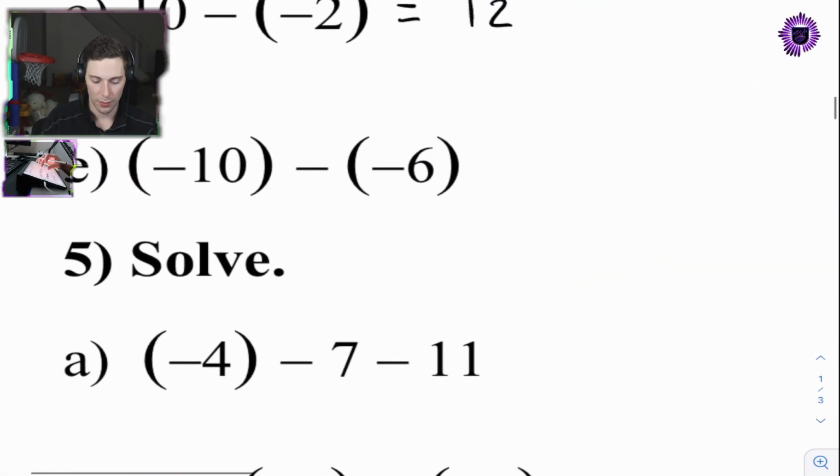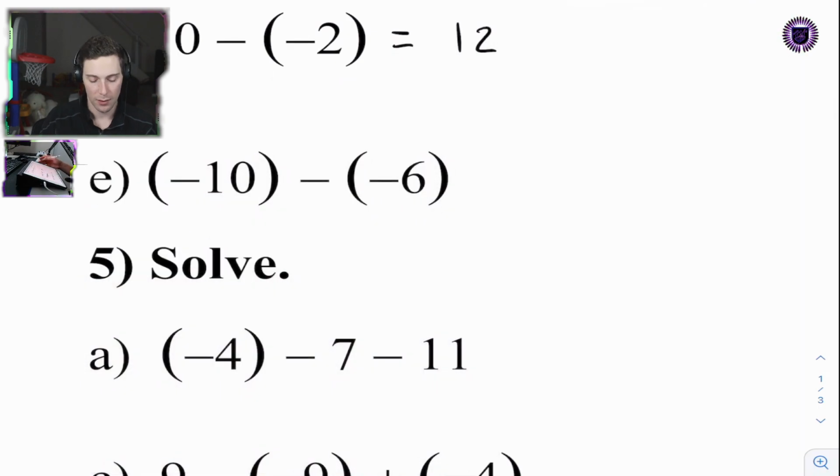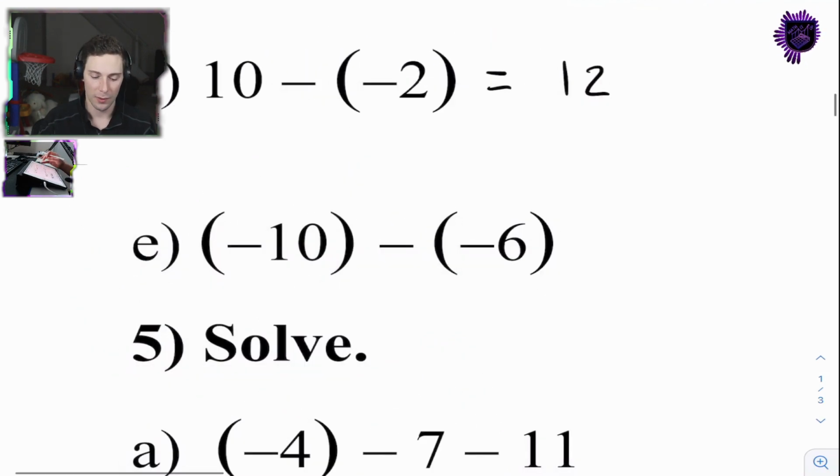All right, so E. Question 4E. Negative 10 minus negative 6. When you minus a negative, you're moving back up the number line. It's making it less negative. Less negative is the same as more positive.